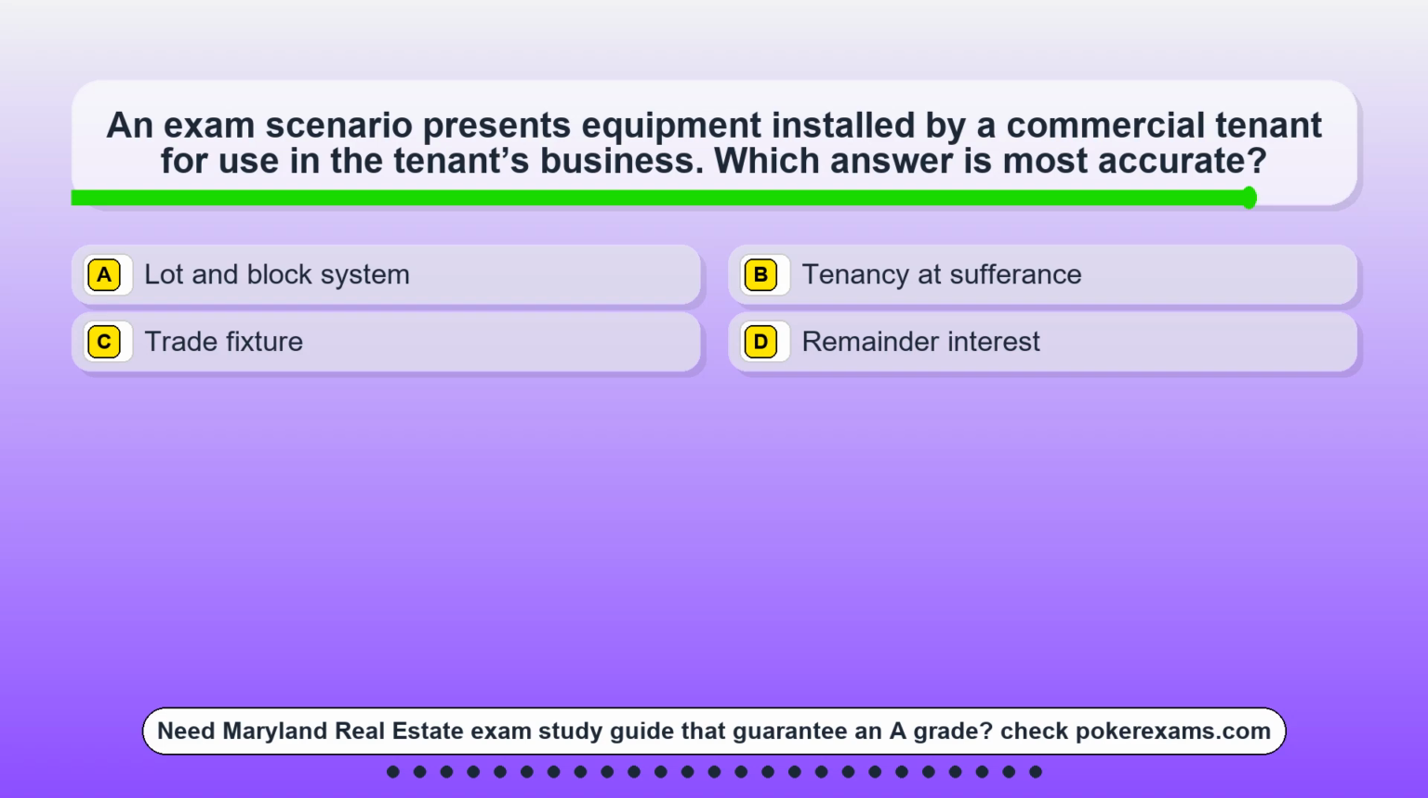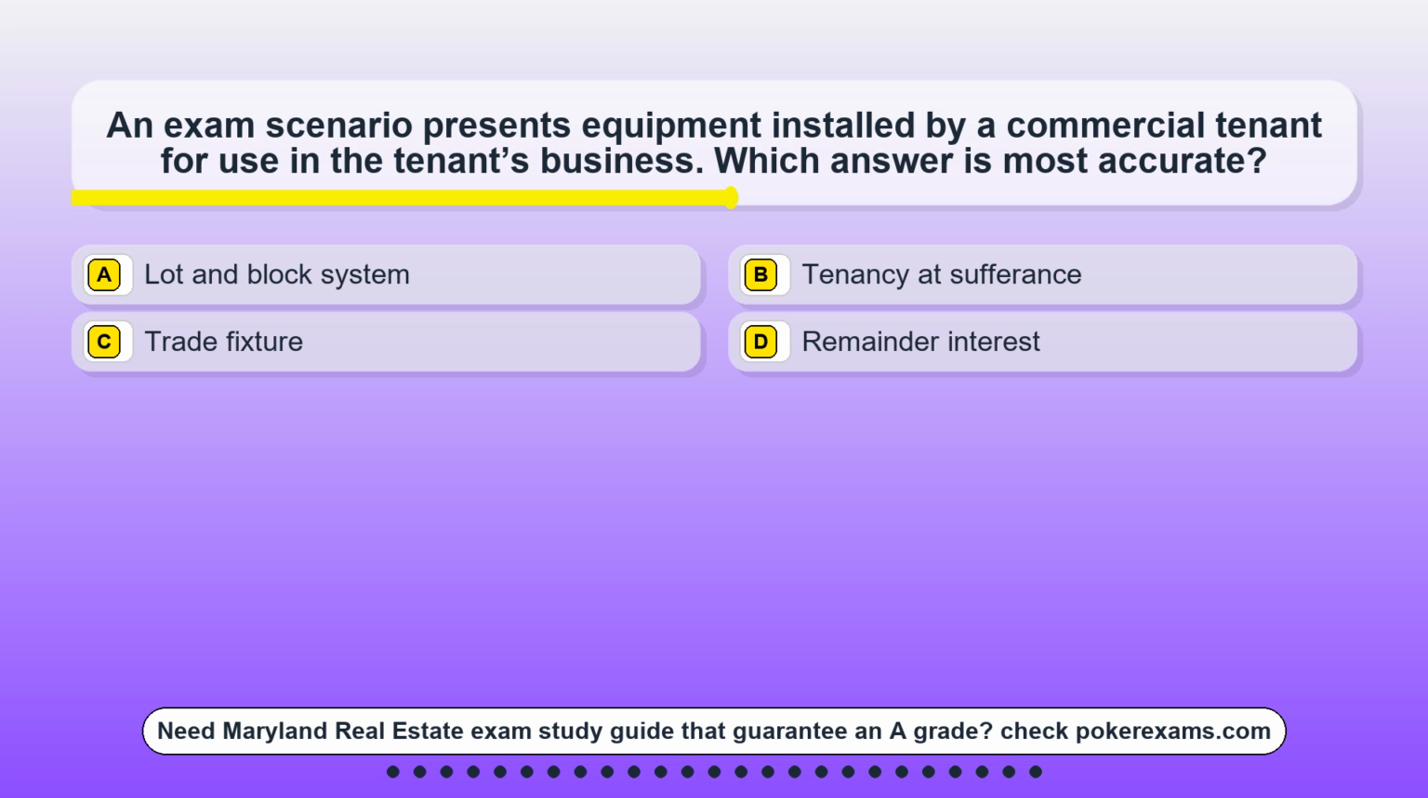Question 1. An exam scenario presents equipment installed by a commercial tenant for use in the tenant's business. Which answer is most accurate? Option A, lot and block system. Option B, tenancy at sufferance. Option C, trade fixture. Option D, remainder interest.